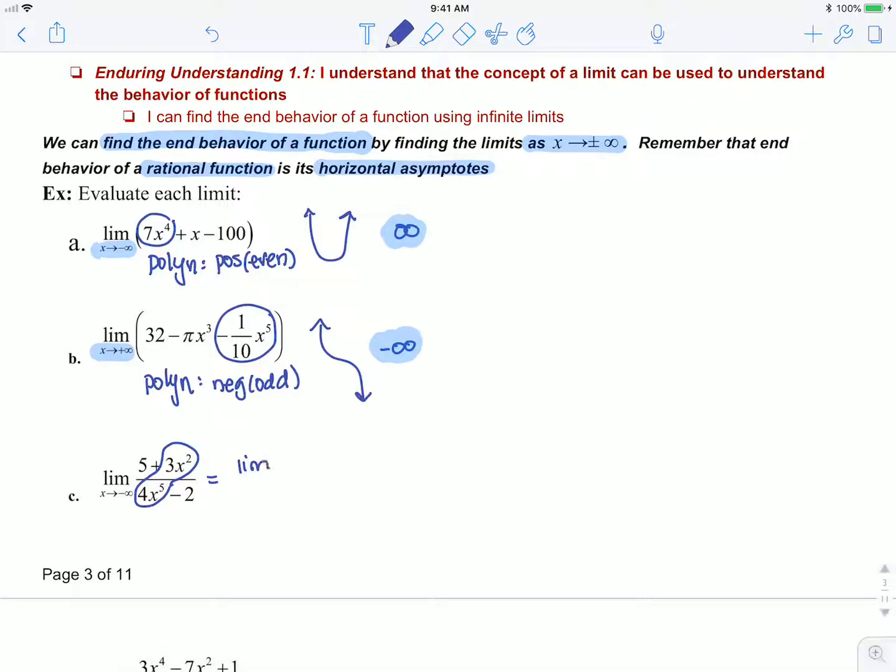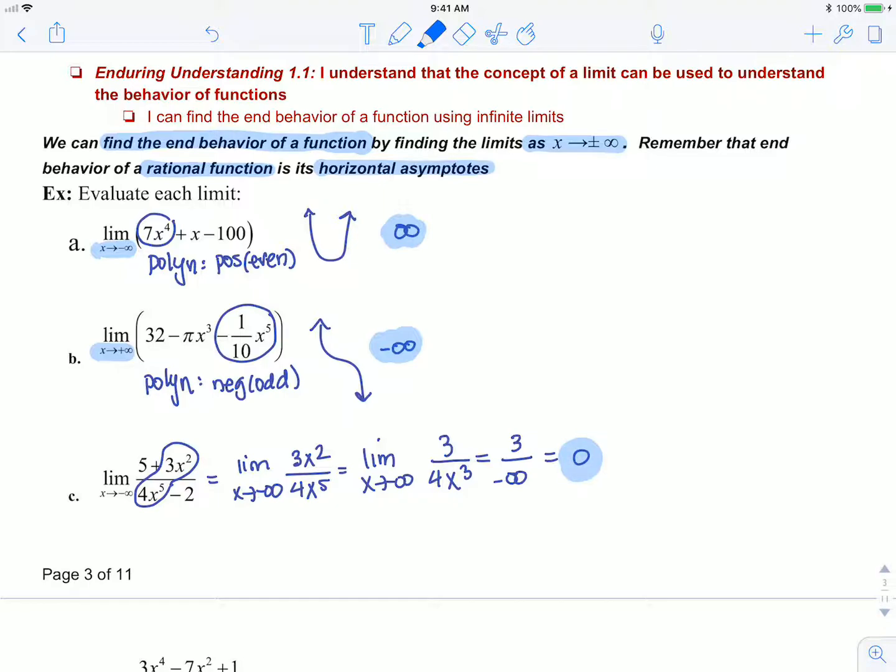So this is the limit as x approaches negative infinity of 3x squared over 4x to the fifth, which is the limit as x approaches negative infinity of 3 over 4x cubed. Now that's going to approach 3 over negative infinity, which is going to be 0.